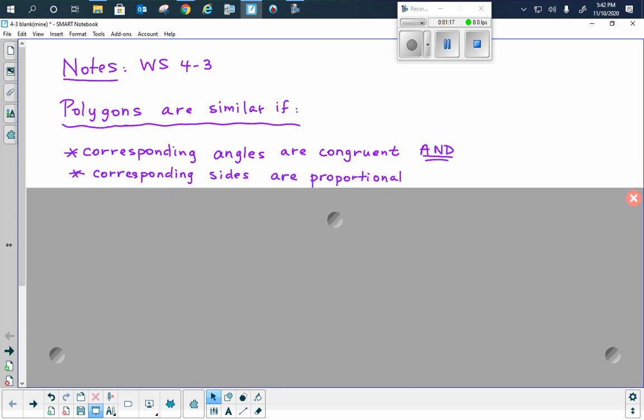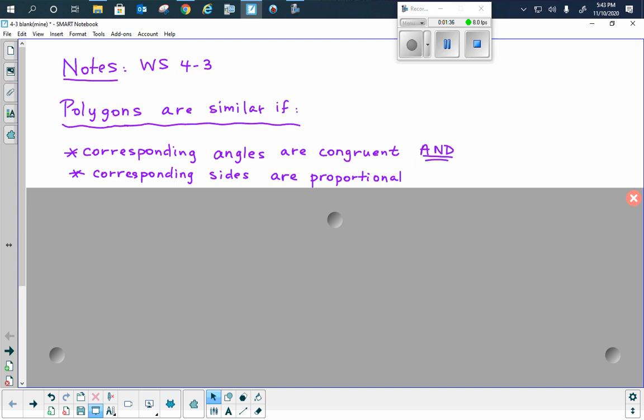So if corresponding angles are congruent, congruent means equal, and corresponding sides are proportional. Hence the reason we've been talking about proportions for the first couple of days of algebra in this chapter. Proportional means writing those fractions, right, and having them reduced to the same thing.